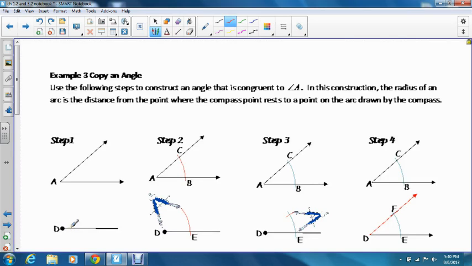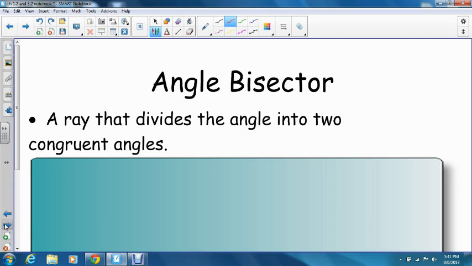All right, now this slide is on constructing angles. We will come back to that in a different video, so I'm going to skip over that.